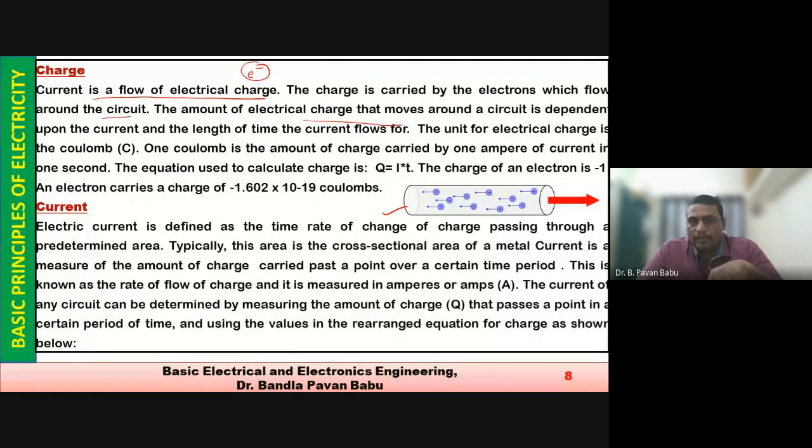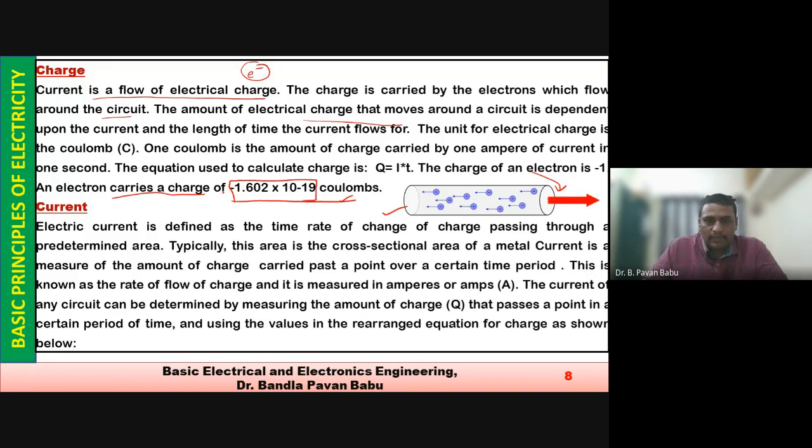If I want to discuss the property charge, what is the flow of electrons in that material? Here, this is the direction of current and this is the direction of electrons, so they are opposing. An electron carries a charge of minus 1.602 × 10^-19 coulombs. The unit for charge is the coulomb. This value is important, I hope you can note it.